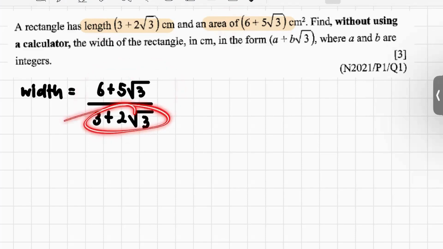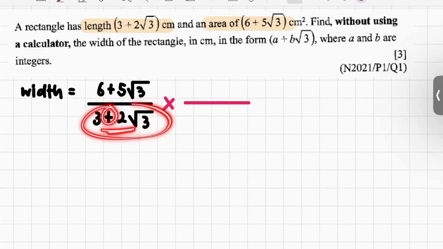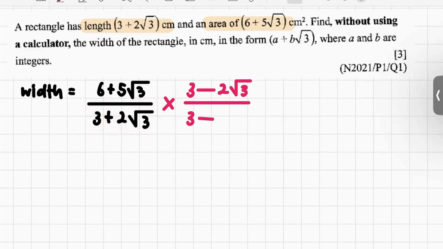Okay, so we are looking at a fraction of surds here. You cannot have a surd in the denominator, so you're always expected to rationalize. How do you do that? Just copy the numbers but change the sign. So instead of plus, we are going to put minus.